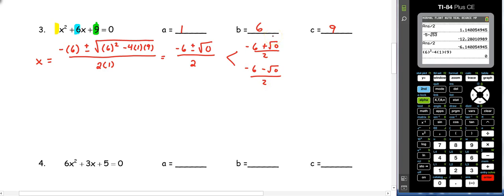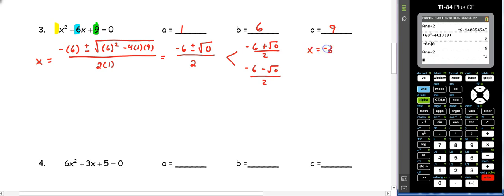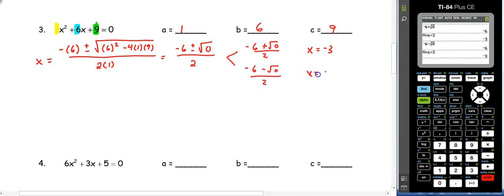Remember that the square root of 0 is just 0, so I only have to do one of these equations. So negative 6 plus the square root of 0, and then divide by 2. We're going to get x equals negative 3. If we want to double check, we can also do negative 6 minus the square root of 0, divide by 2, which gets us the same answer. So we really only have to do it once if it's a plus or minus the square root of 0. Let's look at one more.